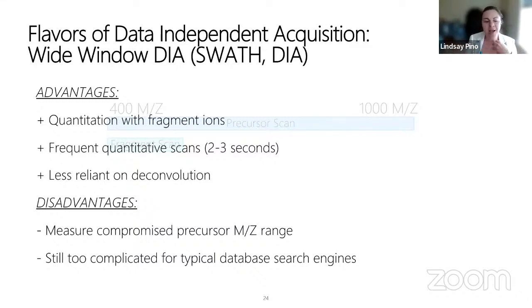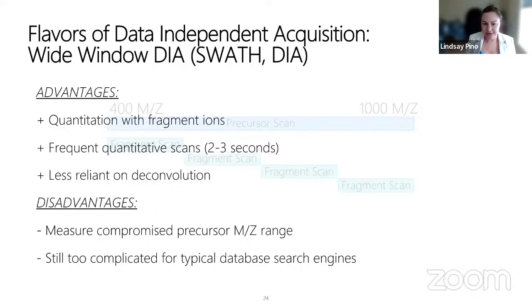The disadvantage: you still have to pick what your precursor MZ range is going to be, and that is not necessarily the same for every type of sample, so it takes a little bit of method development to figure out exactly what range you need. And you still need to use special software to analyze this. You can't just use DDA software for the most part. You have to use special DIA processing software.